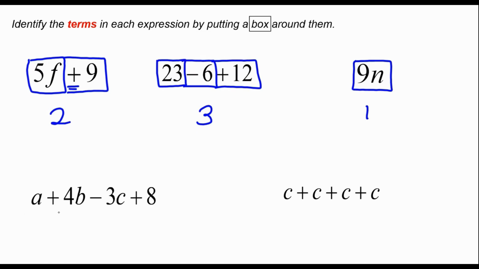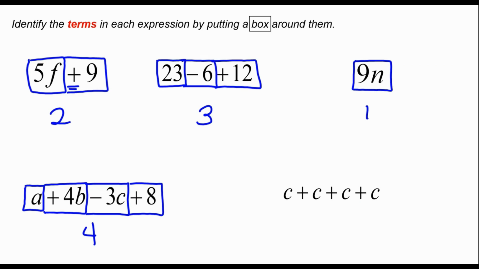Next one, a plus 4b minus 3c plus 8. There are four terms in this expression. It would be a, and the 4b, and I'm going to include the plus sign with the 4b. The 3c is the third term, and I'm going to include the minus sign with that. And the 8 is the fourth term, and I'm going to include the plus sign with the 8. So there are four terms in that expression.